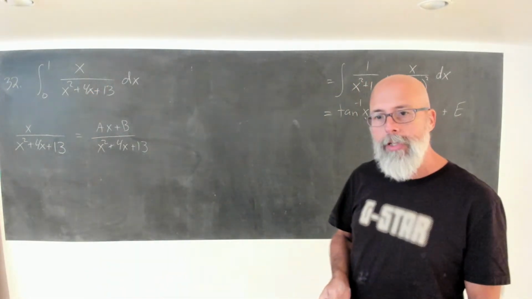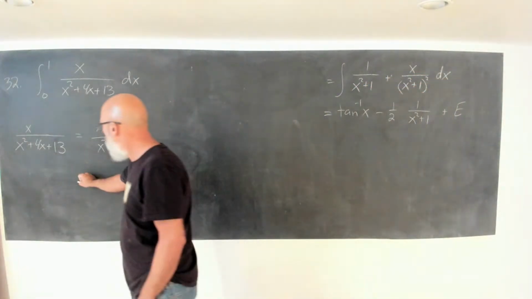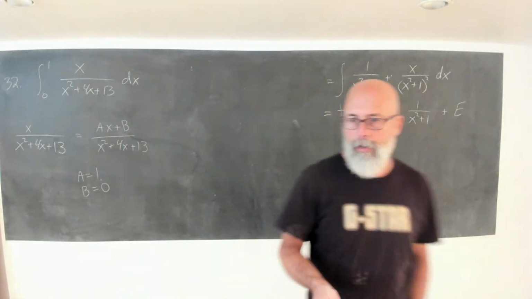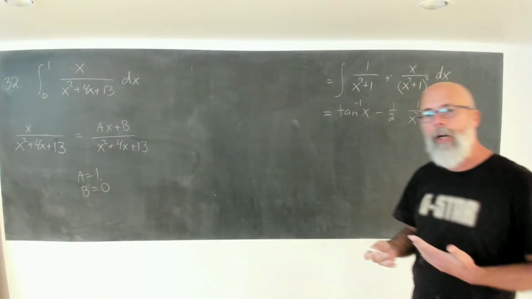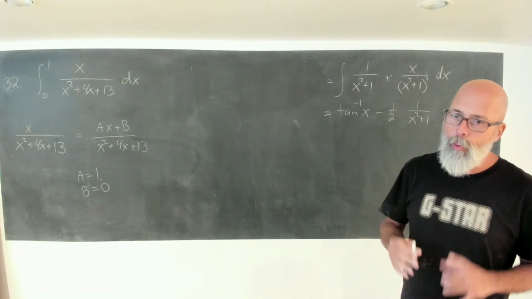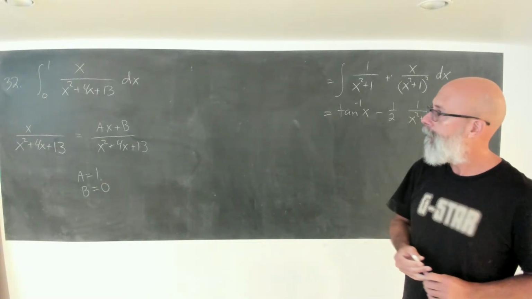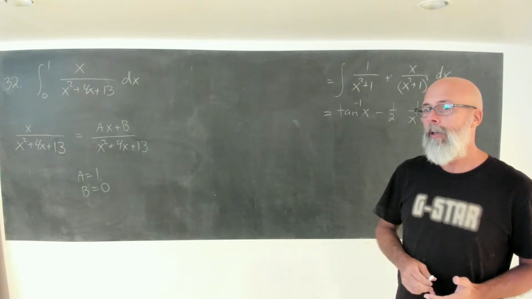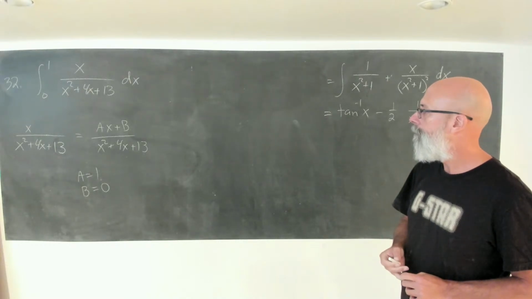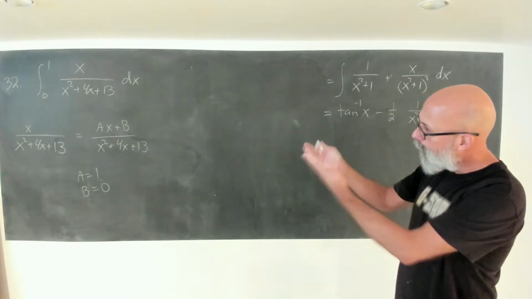And a is 1 and b is 0. You're already in partial fraction form. And it's important for you to realize that. You don't want to waste any time on an exam applying partial fraction decomposition when you're already in that form. And here you're already in partial fraction form. So applying partial fraction decomposition isn't going to do anything. It'll bring you back to where you were.